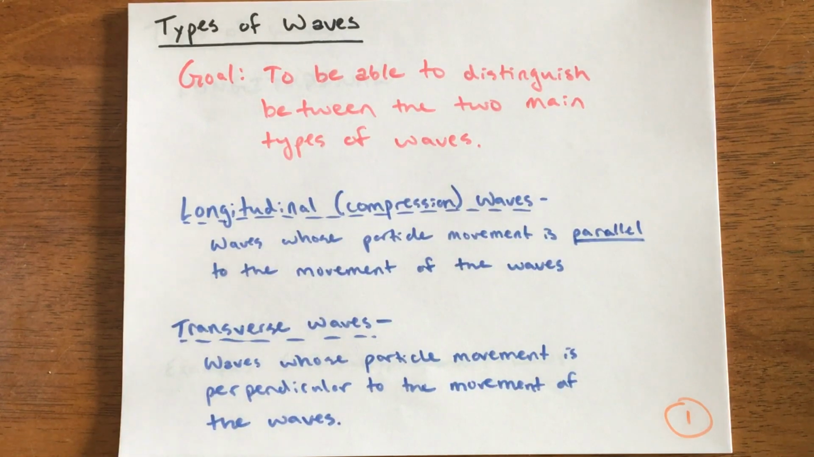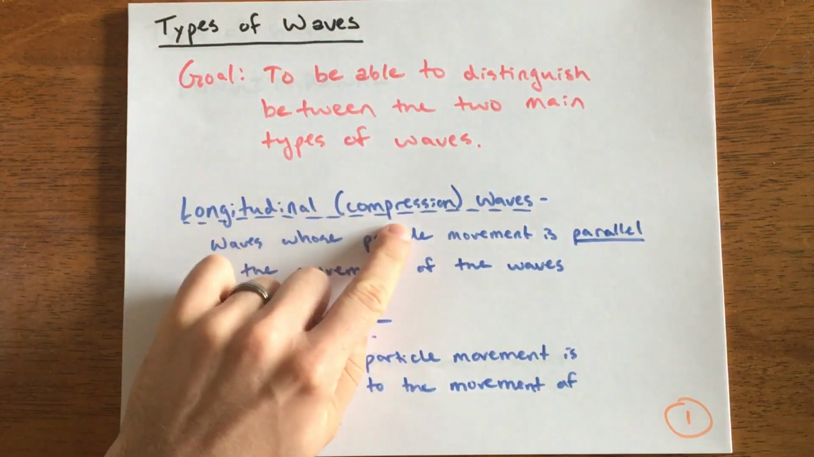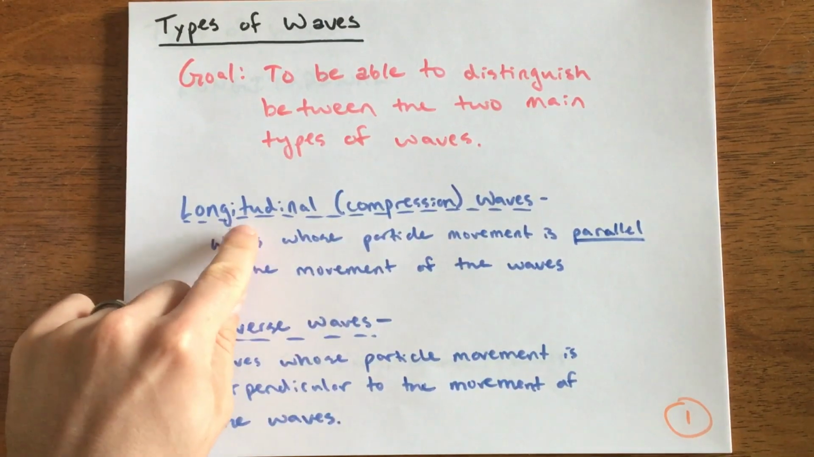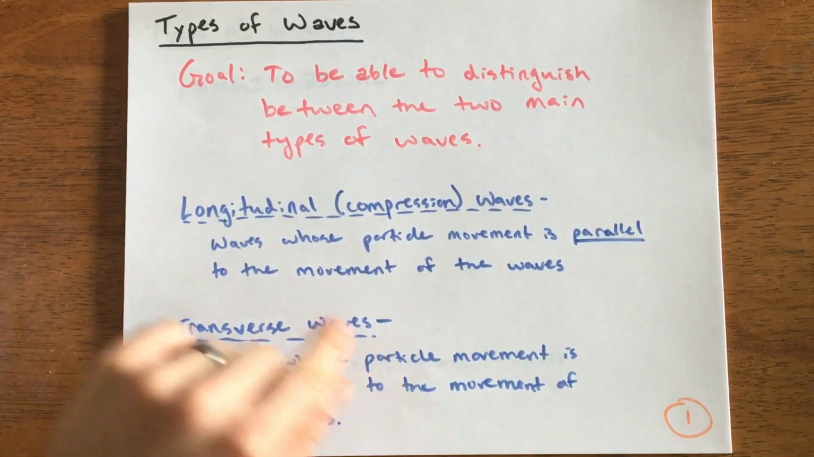Those sound like very scary terms. We're going to try to clear those up today to make it seem significantly less scary. So first, let's look at the definitions, and then we're going to break it down to really understand what those definitions mean. So a longitudinal or compression wave, I think compression wave makes a little bit more sense, but longitudinal is the term that most people stick with.